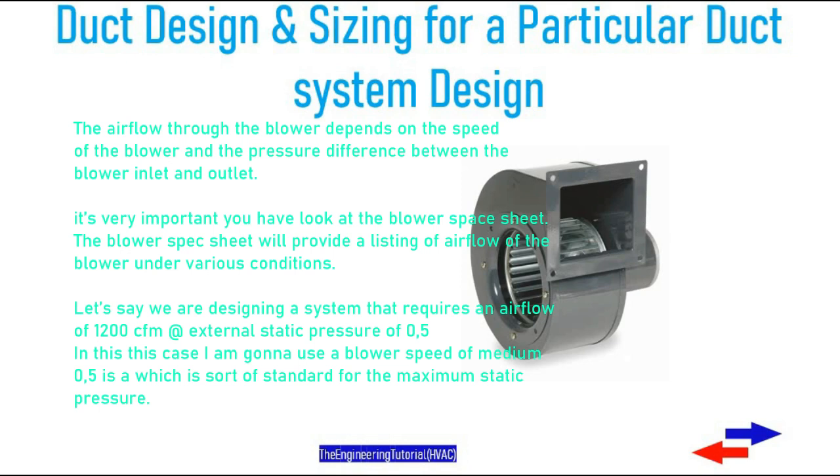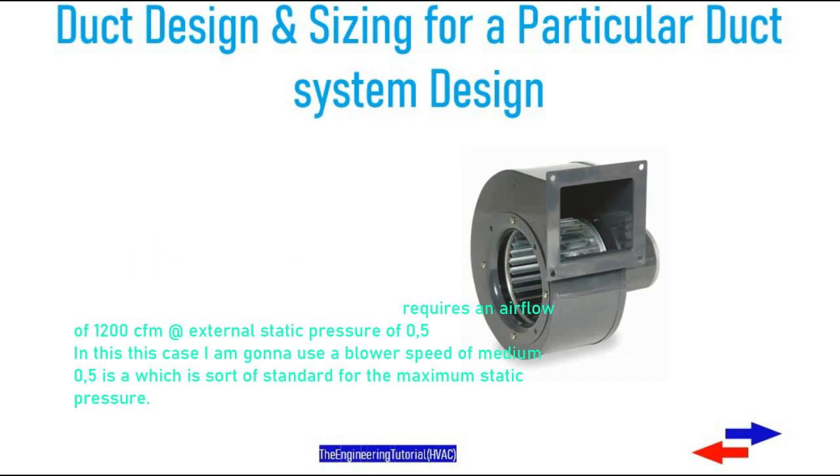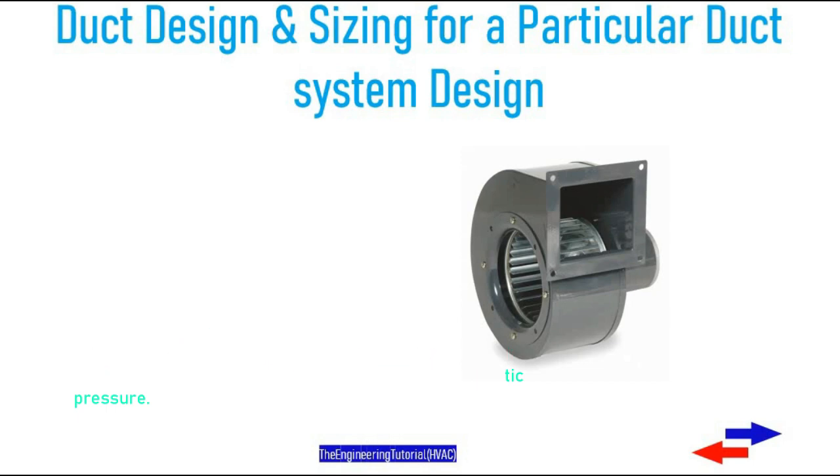So let's say we are designing a system that requires an airflow of 1200 CFM at the external static pressure of 0.5. So in this case, I'm going to use a blower speed of medium, 0.5, which is sort of standard for the maximum static pressure. The pressure difference between blower inlet and outlet is the external static pressure.